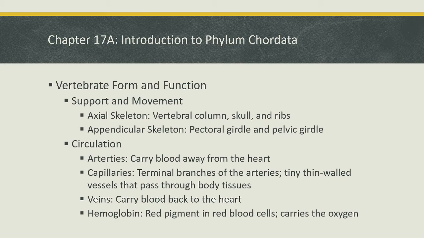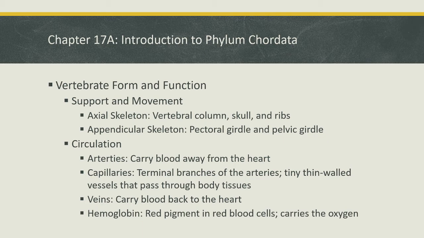And two main categories. There's the pectoral girdle, so that would be like your clavicles and your shoulder blades and your arm bones. And then the pelvic girdle, that would be like your pelvis or your hip bones and your leg bones. So the axial skeleton and the appendicular skeleton.